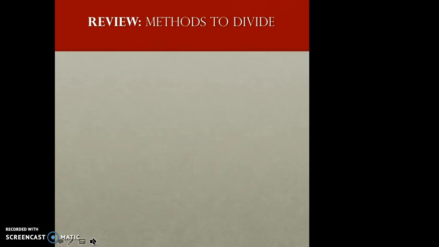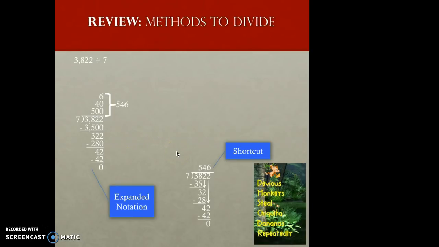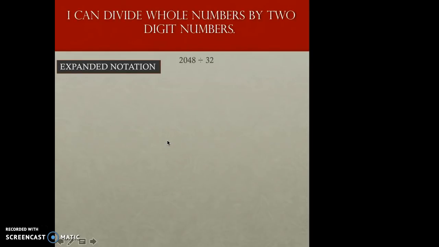All right, so let's review the methods that we've talked about. These are the problems we've worked with. Remember that we have the expanded notation method. Some of you prefer that. Or we have the shortcut method. So here's the good news, both of these methods work for two digits also. So we're not learning anything new. We're just working with a bigger number in this part right here. No worries. All right, so let's look at this problem with the expanded notation method.